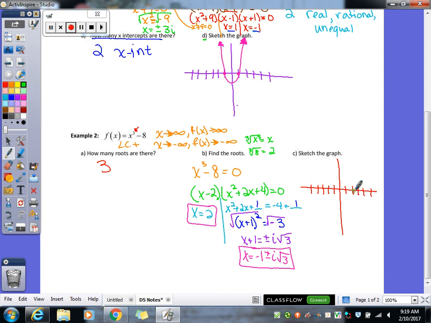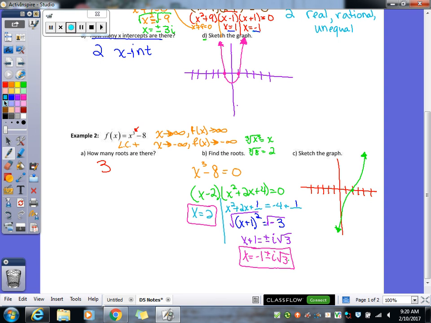So the only dot I can put on here is at my 2, because these two over here, your negative 1 plus the i radical 3 and negative 1 minus i radical 3, those are imaginary, so you can't really plot those. And so then we only have the one that we can go through. So there's the sketch of our graph for that one.